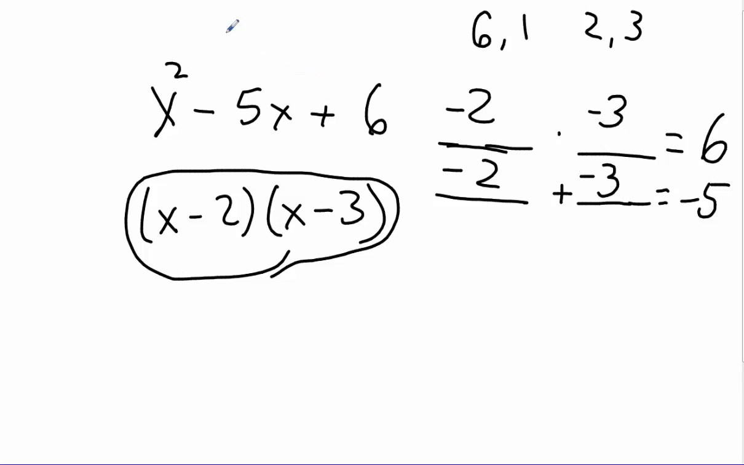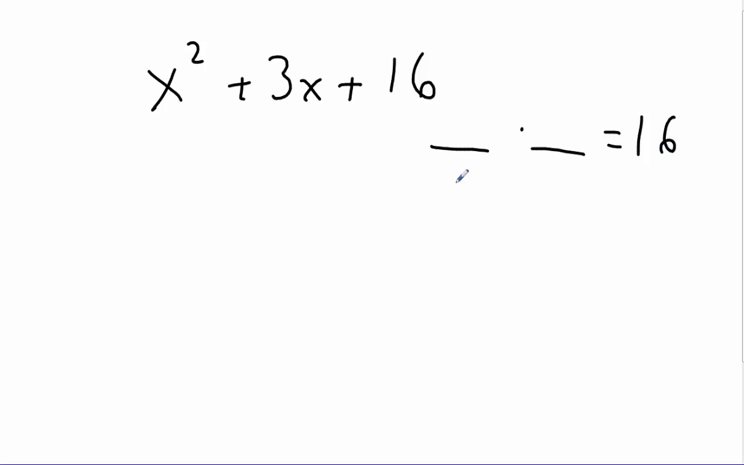All right, again, it's pretty simple. Let's go to the abnormal case. x squared plus 3x plus, I don't know, 16. Okay? Again, no GCF to factor out. Leading coefficient is 1. So we need two numbers that multiplied give us 16, and two numbers that add to 3.